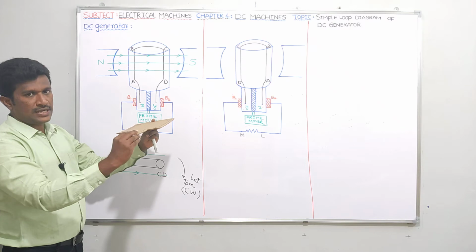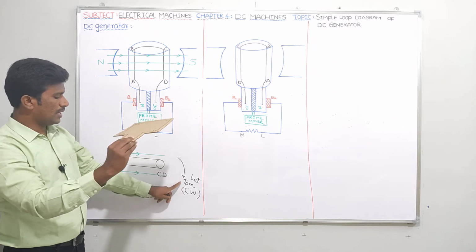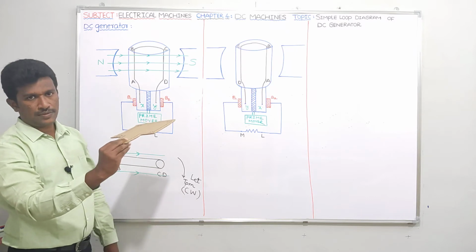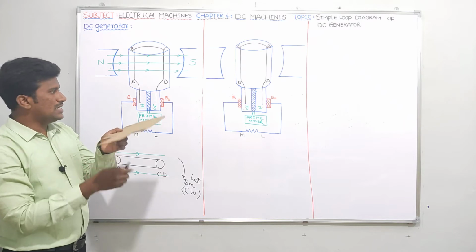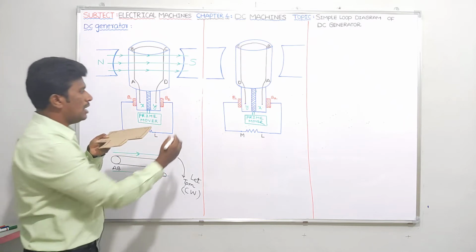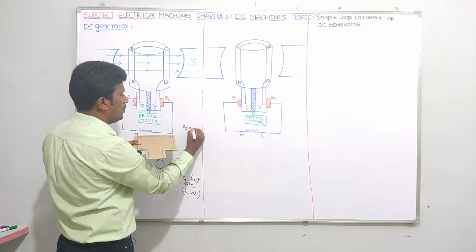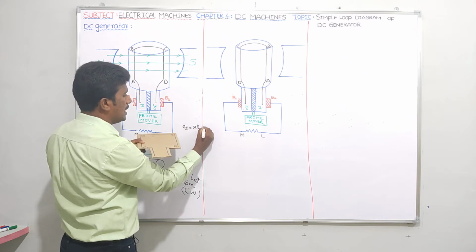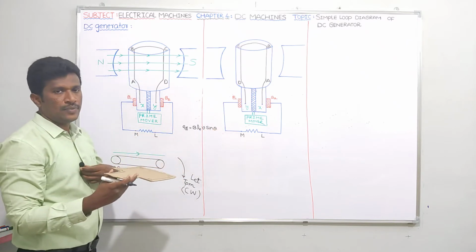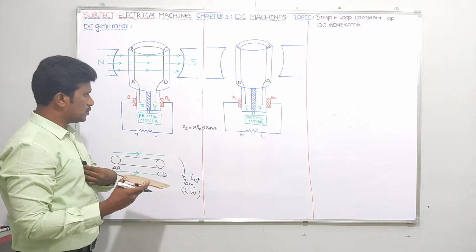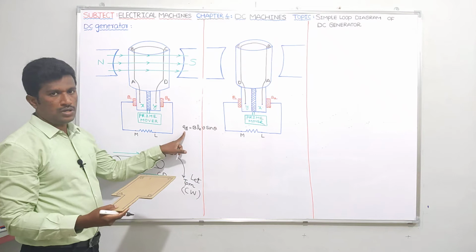Now, what is the direction of motion of the prime mover I had taken? Clockwise direction. Before that I need to ask one question, guys. What is the dynamic EMF formula? ED, the dynamic EMF, equals what? BLV sin theta. This we already discussed in the basics. Please try to refer to that. ED means dynamic EMF in volts.